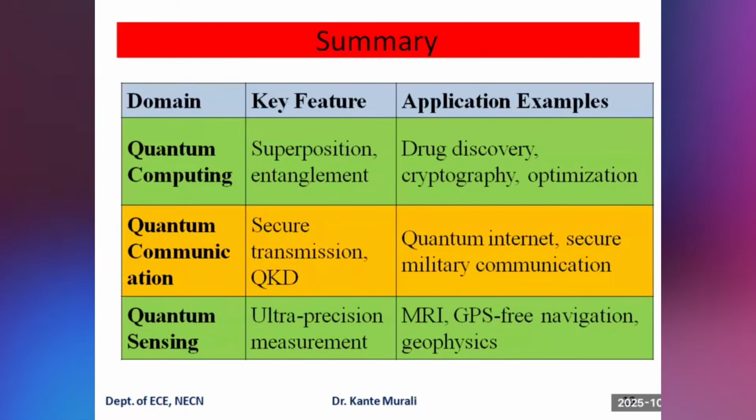Let's have a look at the summary. What are the different domains in quantum technologies? What are the features we have? Where can you use them? What are the different types of applications we have? In quantum computing, the features are superposition and entanglement, with applications in drug discovery, cryptography, and optimization. Whereas quantum communication offers secure transmission and supports QKD. It may be an upcoming technology, for example in the internet and secure military applications. In the case of quantum sensing, it is ultra-precision measurement. We can use it for GPS, geophysics, and MRI.